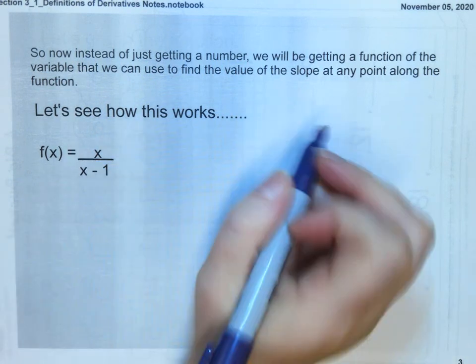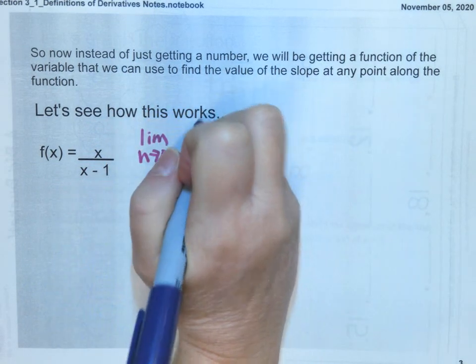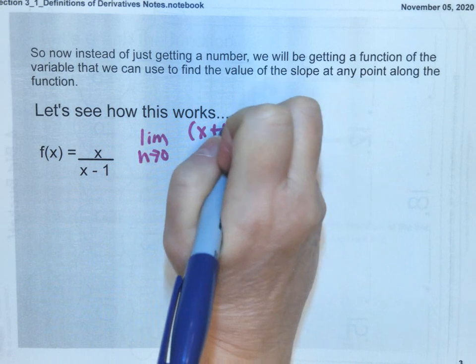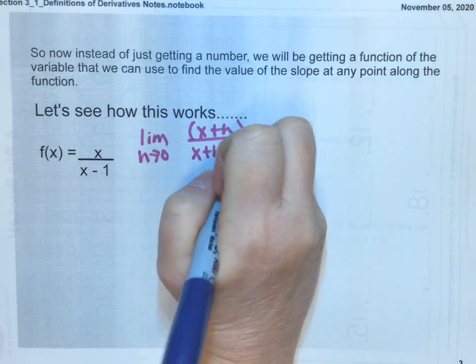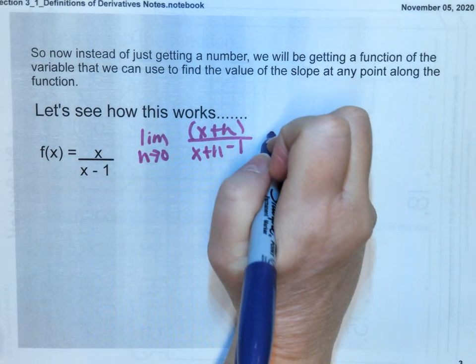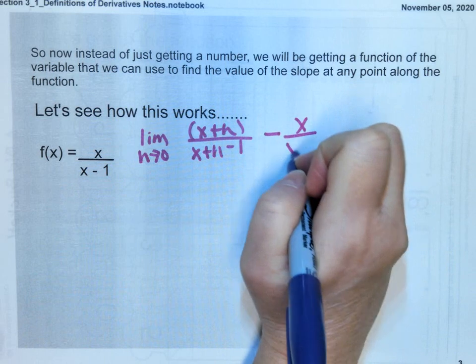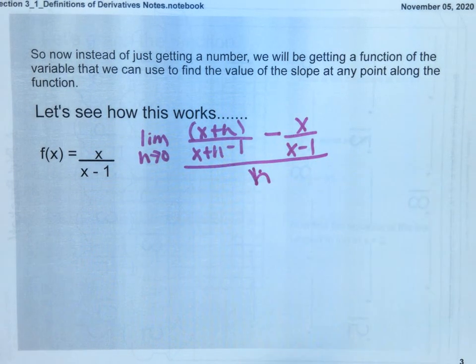So we're going to find the limit as h approaches 0 of x plus h over x plus h minus 1, minus x over x minus 1, all over h. Everywhere there was an x, I put an x plus h. What? No way. Yeah, that's the equation we have to work with.